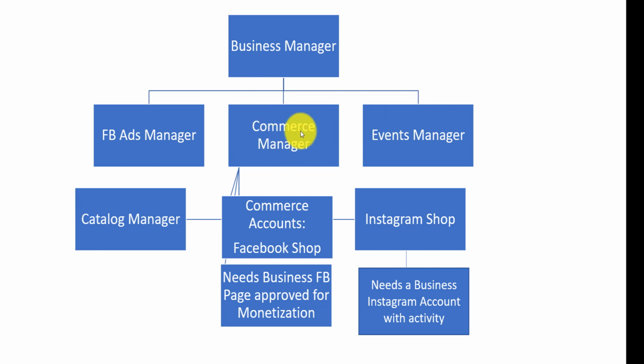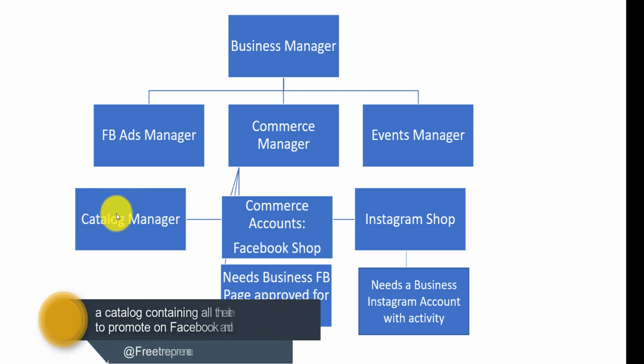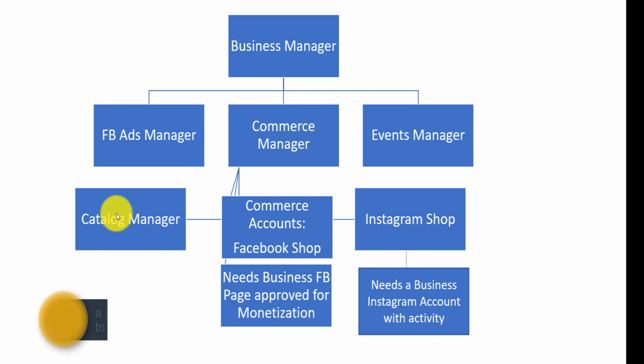Now under the Commerce Manager, you have a Catalog Manager, and the catalog is actually like a basket where you can import products directly from your website. Once you have added a catalog, you can create a Facebook shop and an Instagram shop. From the Commerce Manager you can create a commerce account underneath, and each Facebook shop you create will be associated with a commerce account.